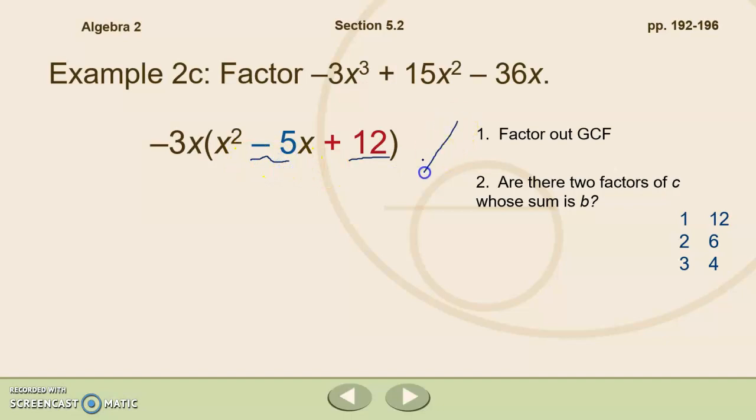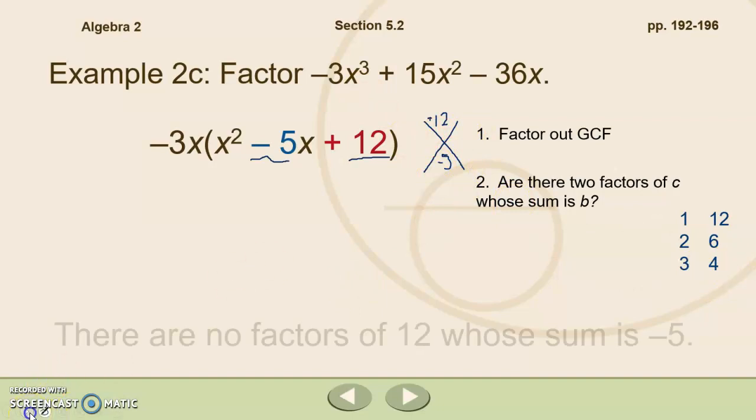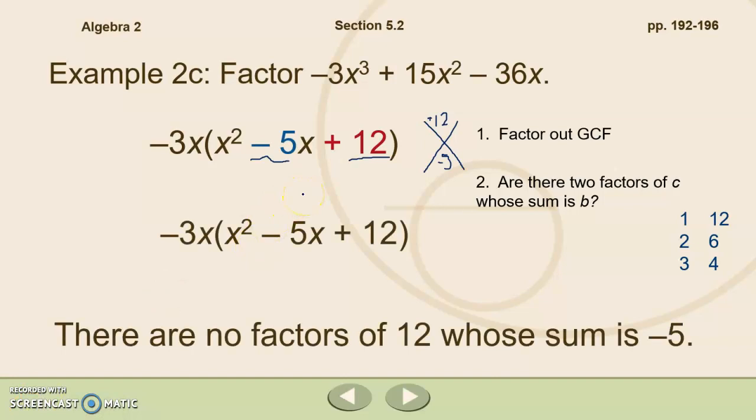So we can make that little chart if we want and think about our factors of 12, positive 12, whose sum is negative 5. Now, because it's a positive number, we know that both of our factors here have to have the same sign. If we look at the factors of 12, we've got 1 and 12, 2 and 6, 3 and 4. And no matter how we combine these, whether we add them, 1 plus 12 is 13, 2 plus 6 is 8, 3 plus 4 is 7, or we do negatives, negative 1 and negative 12 is negative 13, negative 2 and negative 6 is negative 8, negative 3 and negative 4 is negative 7. No matter how we combine those, we can't get to negative 5. So there are no factors of 12 whose sum is negative 5.